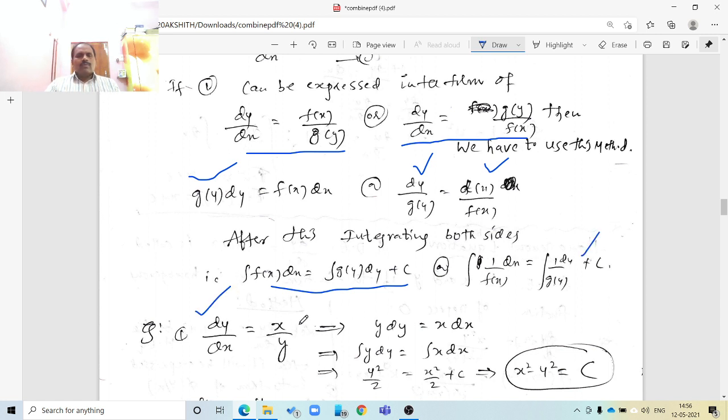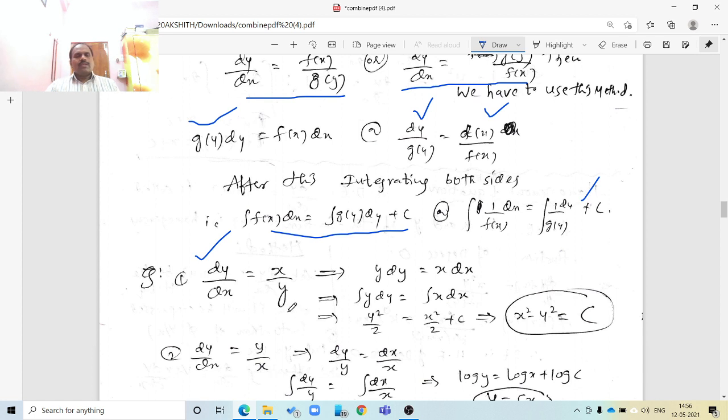Let us see one example, dy by dx is equal to x by y. What is our process? You write y terms at dy and x terms at dx. By cross multiplication, you will get y dy is equal to x dx. Whenever you get in this form, you have to take integration. Integral y dy, integral x dx. Integral y will be y square by 2, and integral x will be x square by 2 plus c. So this is x square minus y square is equal to 2c.